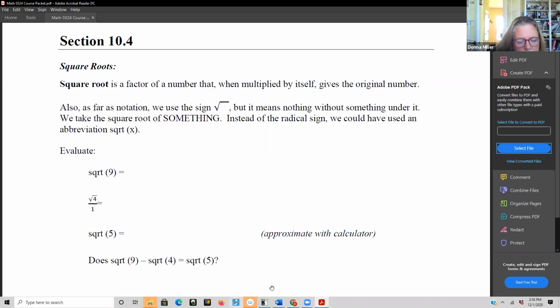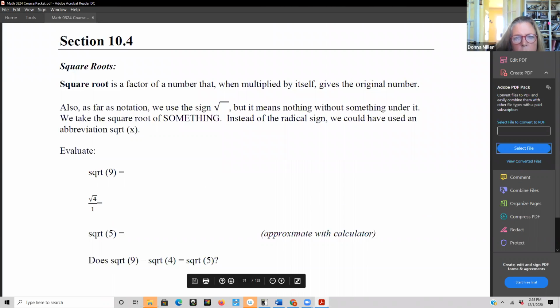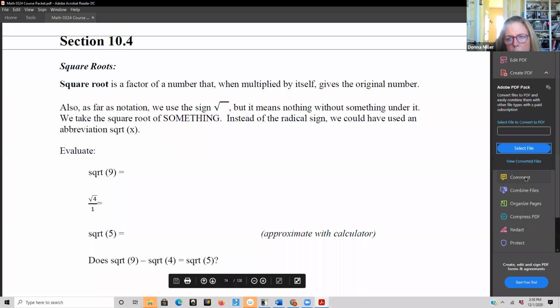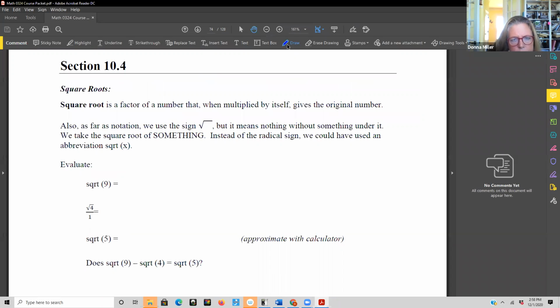Let me see if I can do it this way. I think I could do it better with the comment button. There we go, I think I got it. I'm going to try it this way. If it doesn't work, I'll let you know.